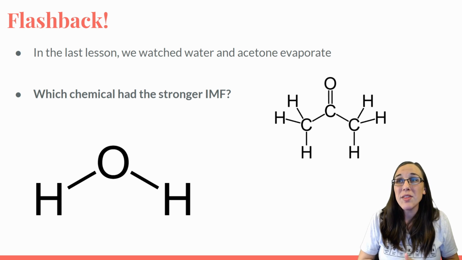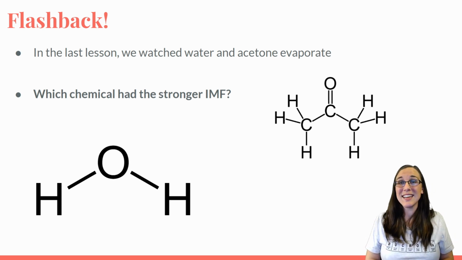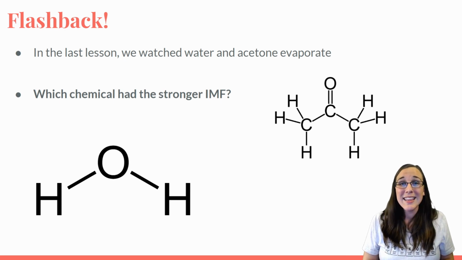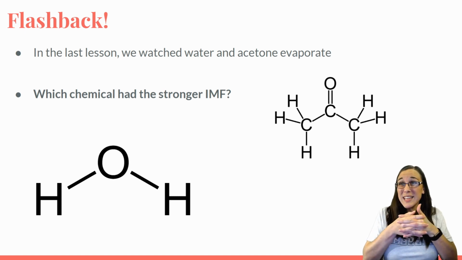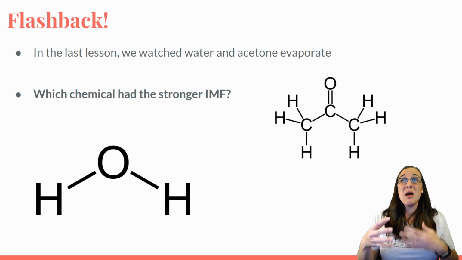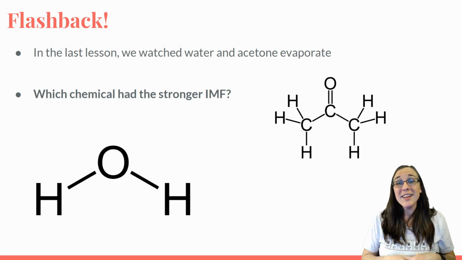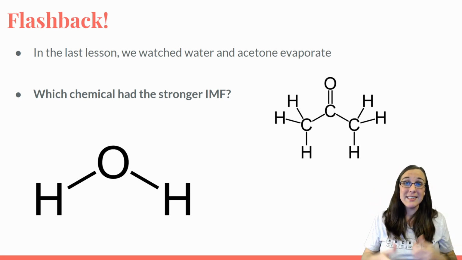So if we had more than one water molecule, which we always do, if you're drinking a glass of water, there are literally thousands of water molecules in that single glass of water, and they're all holding on to each other really tightly. So water has a really strong IMF between other molecules of water with itself. And that's why it takes so much longer for it to evaporate or boil in this case.